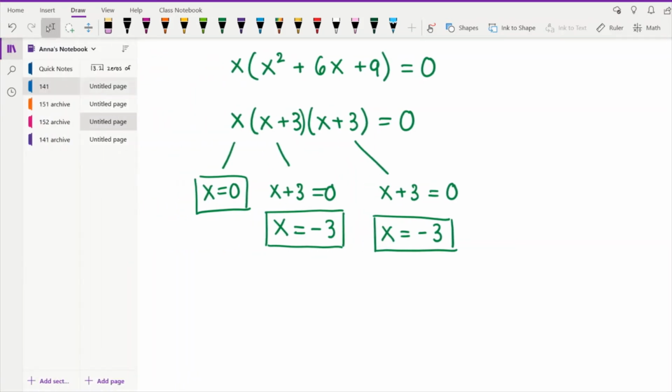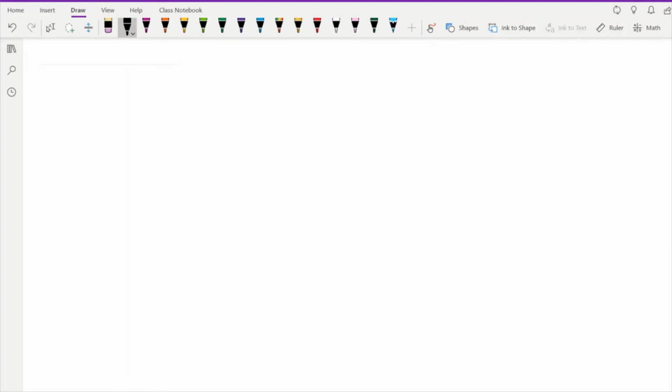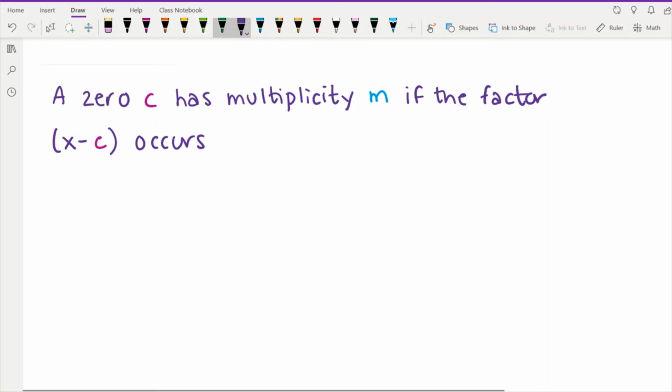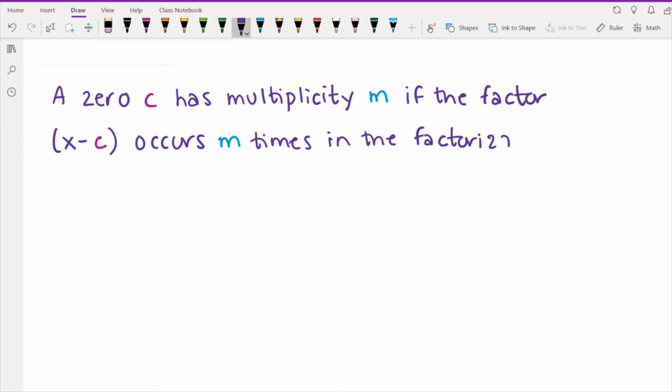Okay, so what is multiplicity? Let me say it this way: a zero c has multiplicity m if the factor x minus c occurs m times in the factorization of your polynomial f of x.